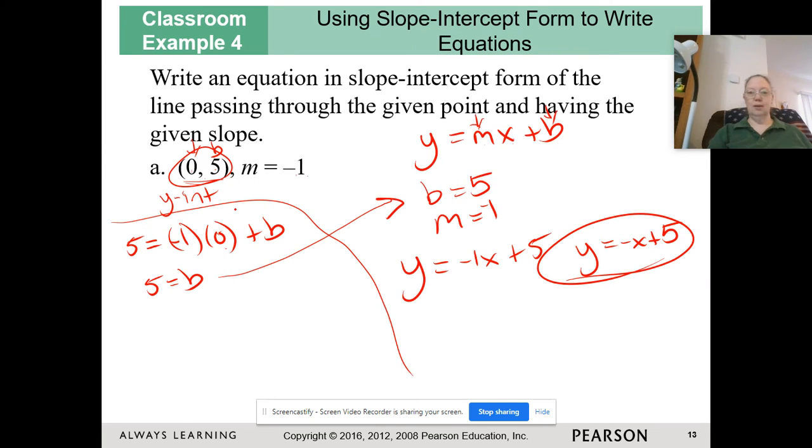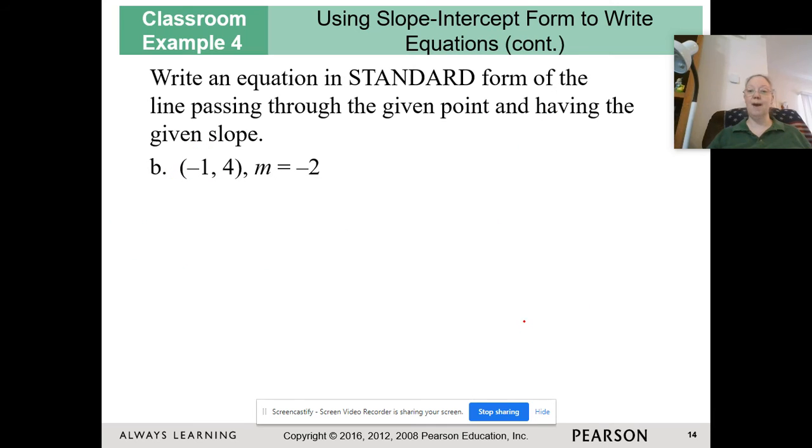And it did not say how it wanted the equation to look, so we're just going to leave it as slope-intercept form. However, this one wants the answer in standard form, not slope-intercept form. So we were not given the y-intercept. We were given m. So we are going to have to do that second method that I showed you on the last slide. We're going to replace our y with 4, our m with -2, our x with -1, plus b.